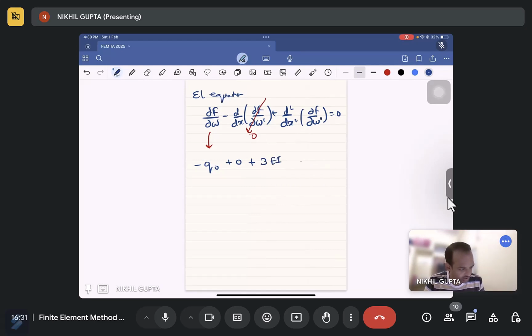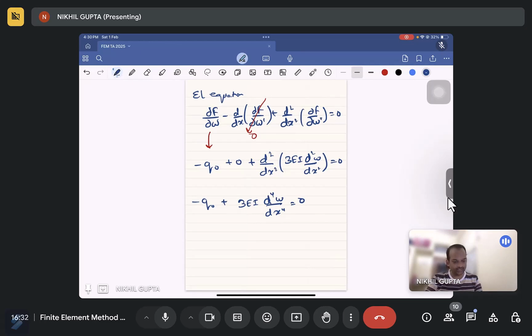3ei, the outer d2x by dx square will be there. Inside it will be 3ei d2 dx square. Okay, I hope this is clear. Then this is q naught, 3ei d4 this. Okay, so can you guys tell me what this differential equation suggests to you?